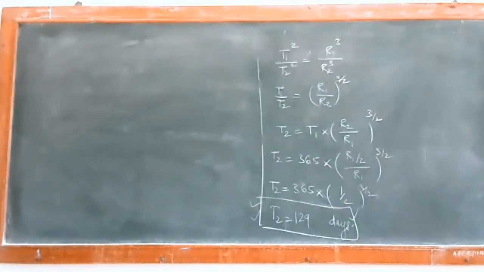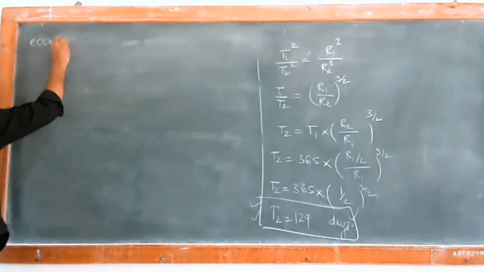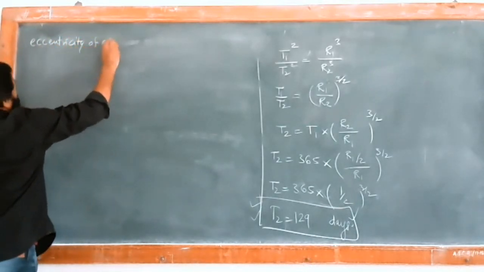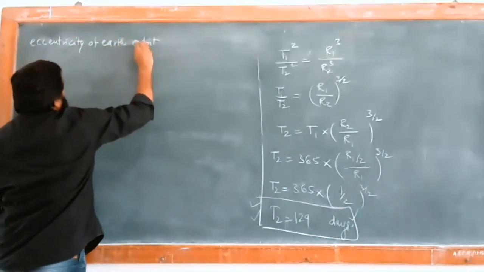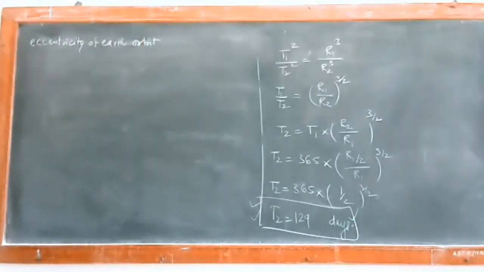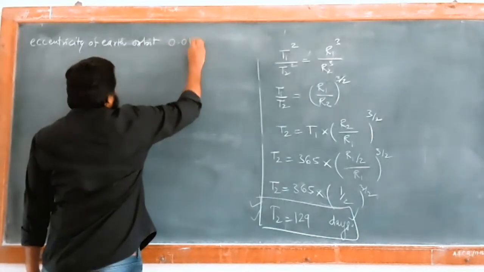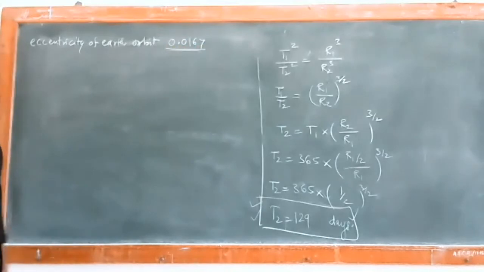The problem is: the eccentricity of the Earth's orbit is 0.0167. So that is the eccentricity. Calculate the ratio of maximum to minimum speed.